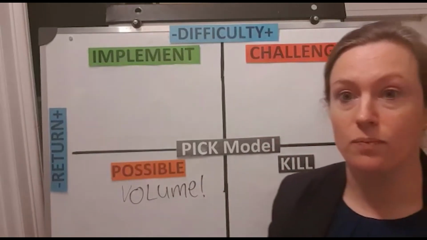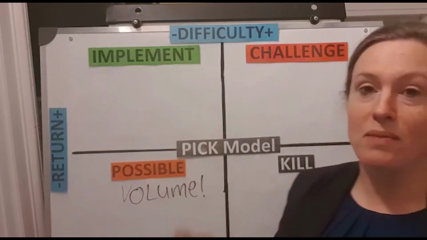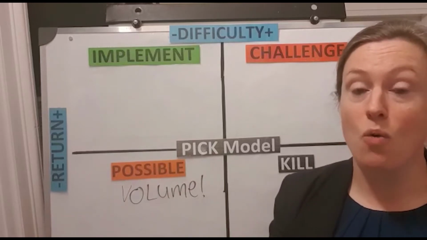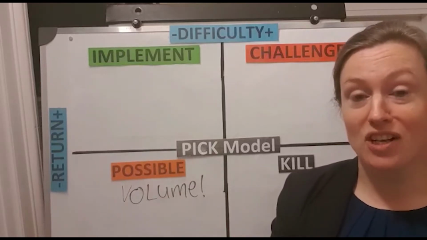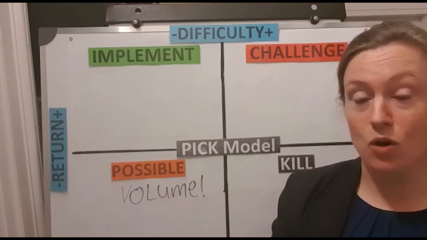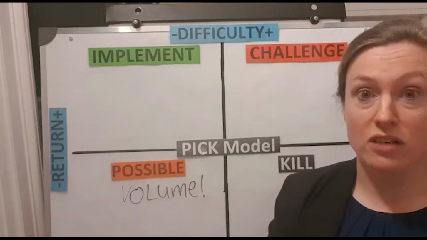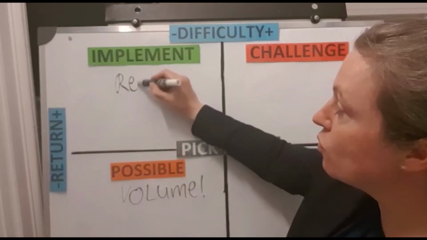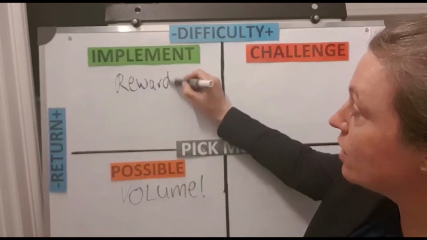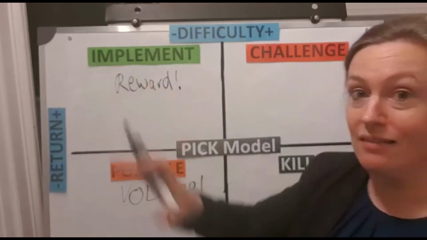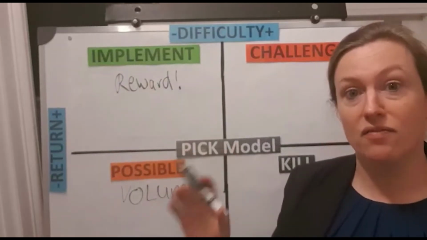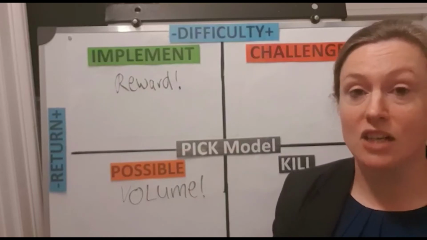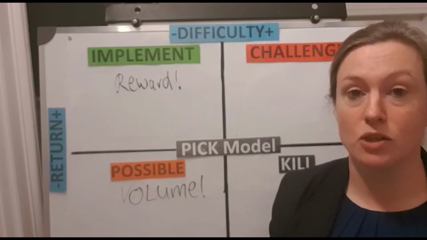Okay, so that's volume. Up here then we have implement. Now implement is green because green means go, and that really is about low hanging fruit. Low difficulty, high return. That means it's a quick win. You're being rewarded for your investment. You're getting a return on your investment. So we would call that reward. And that's where you should be operating really as much as possible. If you can identify that there are aspects of your business that are low difficulty and high return, well, that's certainly where you should be investing your resources as much as possible.